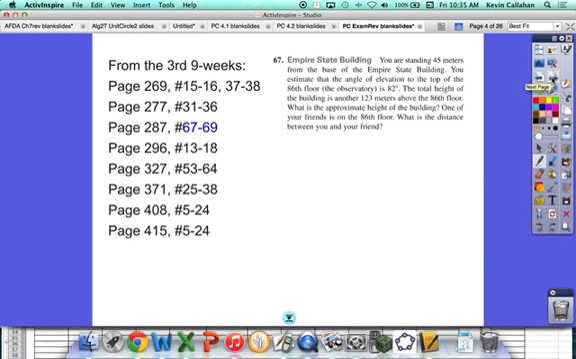Okay, there'll be a word problem, multiple choice, that has to do with angles of elevation. I said on there 67 to 69, but I'll put one up there and go through one. You're standing 45 meters from the base of the Empire State Building. So let me draw that. 45. And here's the building. You estimate that the angle of elevation to the top of the 86th floor is 82 degrees.